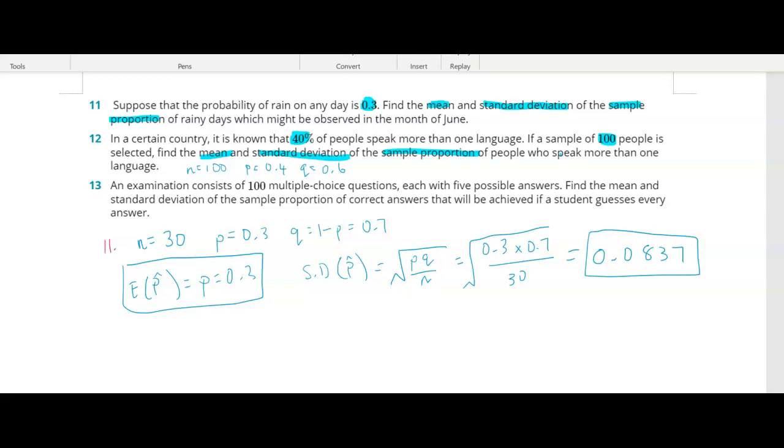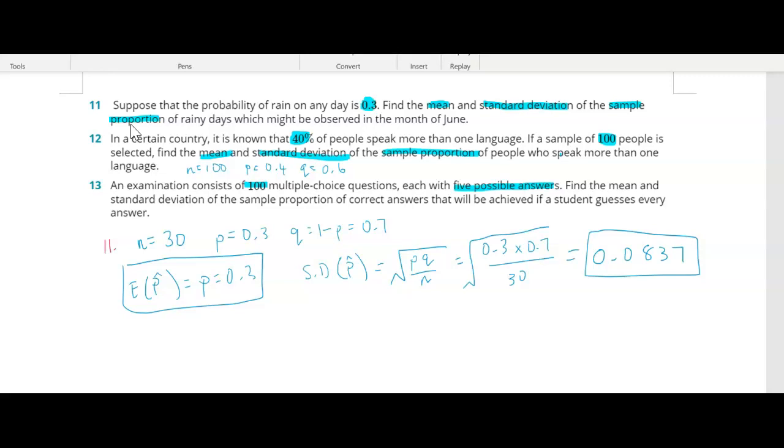Question 13. An examination consists of 100 questions, each with 5 possible answers. Well, it sounds like you're sacked, doesn't it? Find the mean and standard deviation of the sample proportion. Correct answers will be achieved if the student guesses any answer.